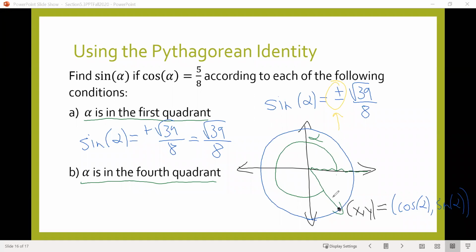And let's think about how things may or may not be different for the values of x and y here. Well, first of all, for the x values, we know we're still going to be along this part of the horizontal axis, so those x values will still be positive. But now we're going to be along this part of the vertical axis, which is going to make our y values negative. So that tells us the sine of the angle alpha in this case must be negative. So here we would have that sine of alpha is going to be negative root 39 over 8 in this case. Again, because we are in the fourth quadrant now.